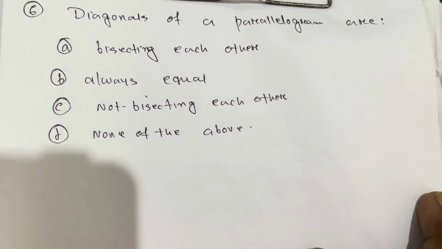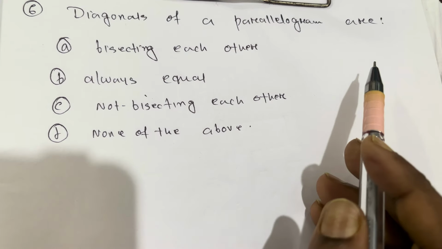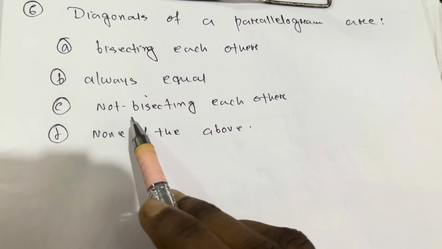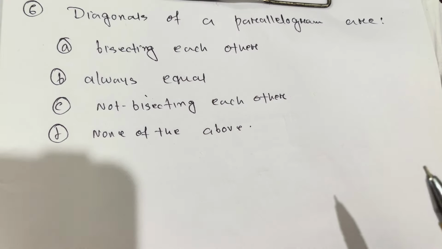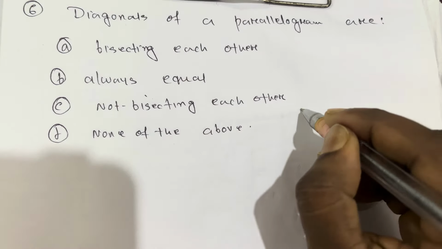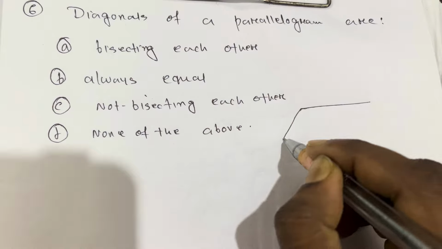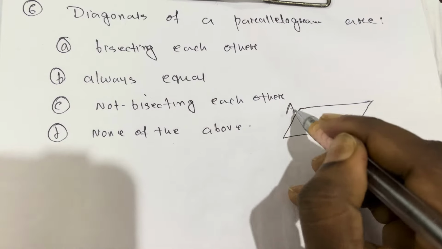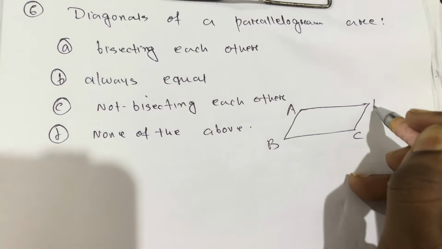Now question number 6. Diagonals of a parallelogram are bisecting each other, always equal, not bisecting each other, none of the above. So this is very easy. Diagonals of a parallelogram. So this is a parallelogram. Parallelogram means opposite sides are equal and parallel, right? So ABCD is a parallelogram.